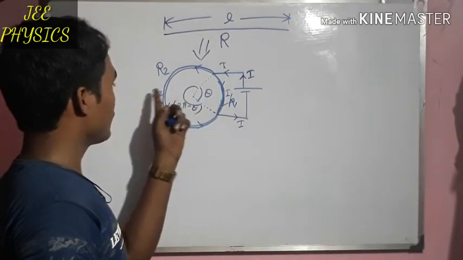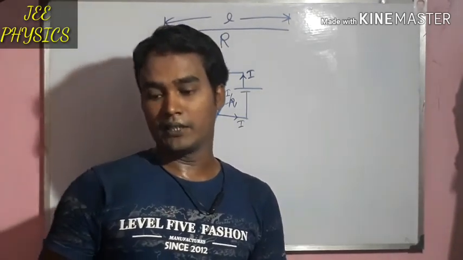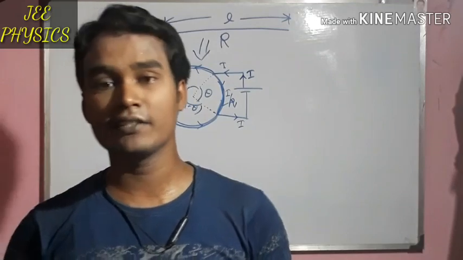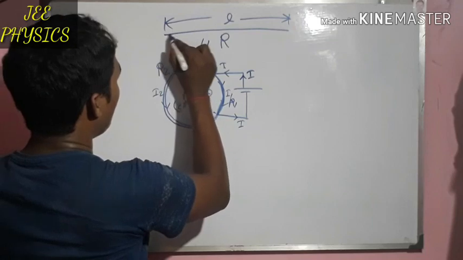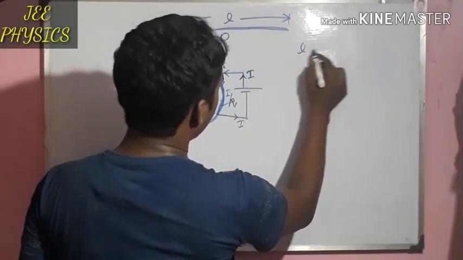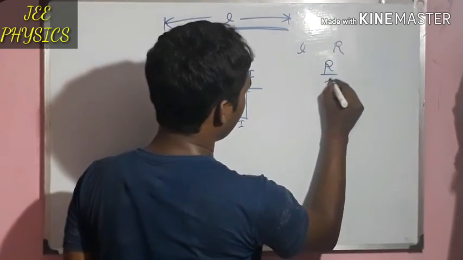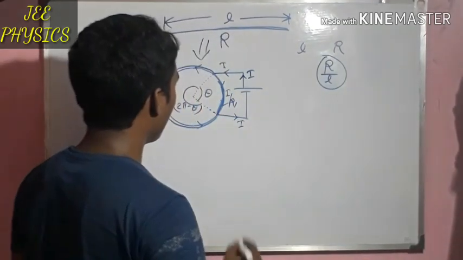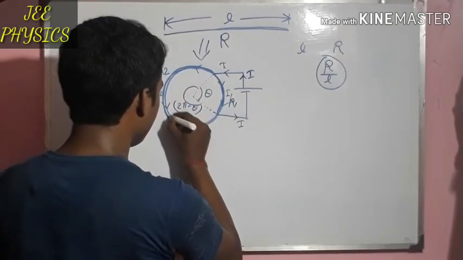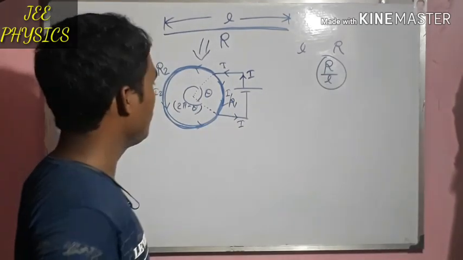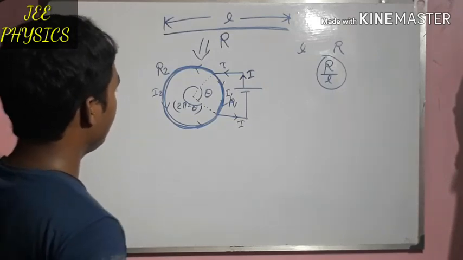To get the resistance of the two parts, I use the method that the resistance of a wire is proportional to its length. So the whole wire has length L and resistance R, so it has resistance R by L per unit length. Now find the length of this one, find the length of this one, and multiply with this term, and you will get R1, R2 separately. So how to find the length?